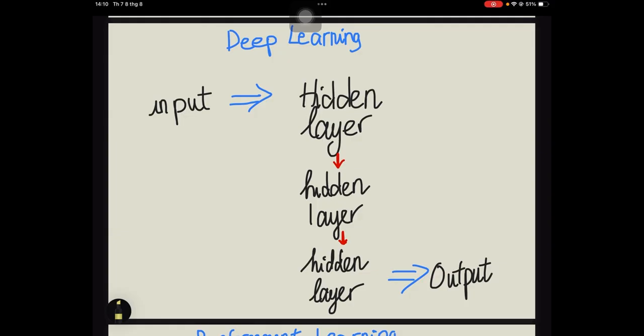Think about recognizing a face. The first layer may detect simple edges, the next identifies eyes and nose, and another layer recognizes the complete face. This layered learning allows deep learning models to solve problems that traditional algorithms struggle with.